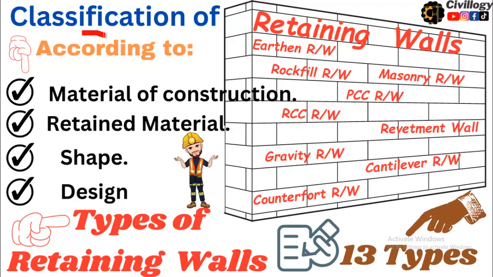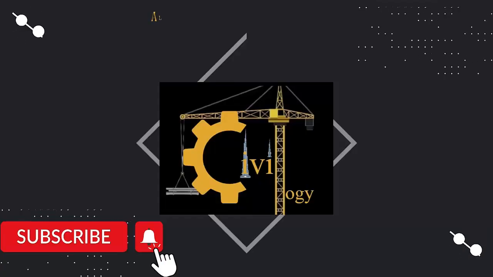Today we are going to learn classification of retaining walls. We will discuss this classification according to material of construction, according to retained material, that is the material which has to be retained by the retaining wall. And the third type of classification is according to shape of the retaining wall, and fourth type is according to design of the retaining wall. So basically there are 13 types of retaining walls that we are going to discuss in this video. So let's start our today's topic.